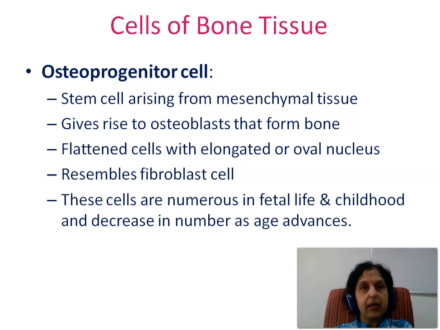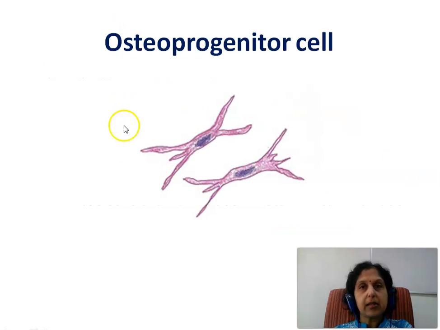Osteoprogenitor cell. It is a stem cell arising from mesenchymal tissue. It gives rise to osteoblasts that then form the bone tissue. These are flattened cells with elongated or oval nucleus, and they resemble fibroblast cells. These cells are numerous in fetal life and childhood and decrease in number as age advances. This here is a diagram showing you the osteoprogenitor cell, elongated flat cells with elongated or oval nucleus.